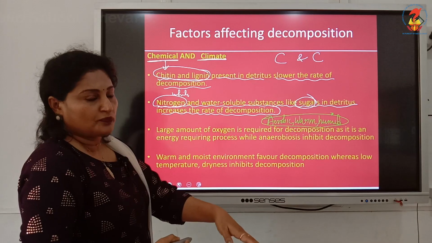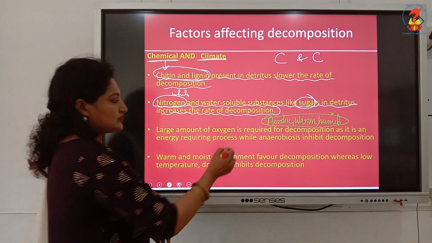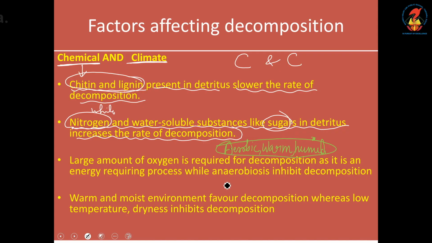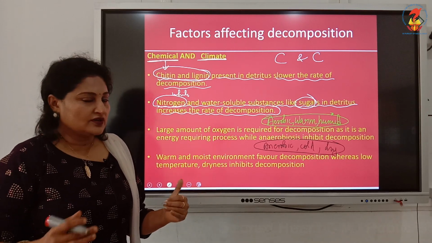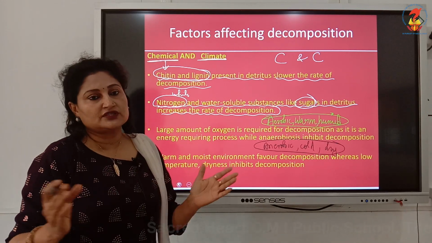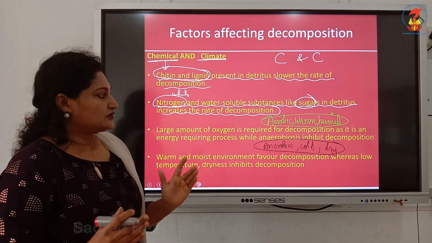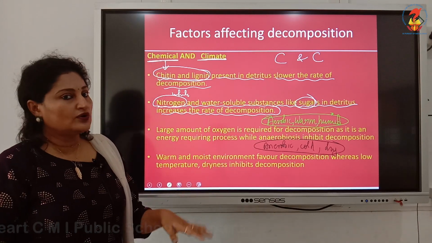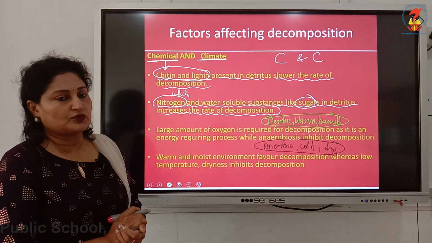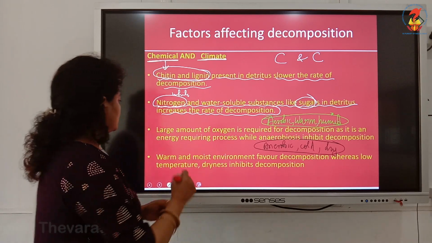Just the opposite factors will retard decomposition. So the opposite of these factors, anaerobic condition, cold instead of warm, and dry instead of humid, retards the rate of decomposition. So it's very simple. Think of our climate. How's our climate? Warm, very sticky, so humid, and rich in oxygen, an aerobic climate. So that favors the process of decomposition, whereas the anaerobic, cold and dry climatic condition retards the process of decomposition.